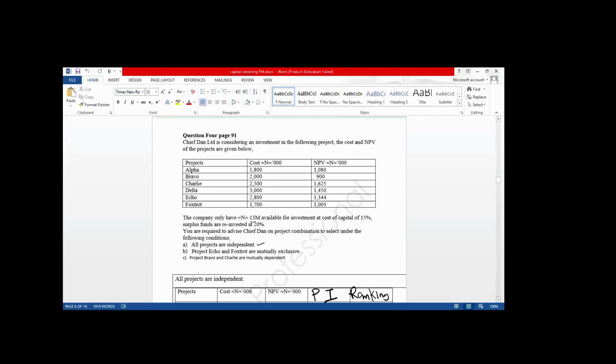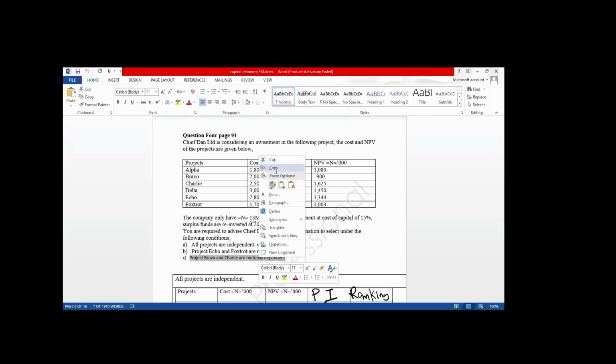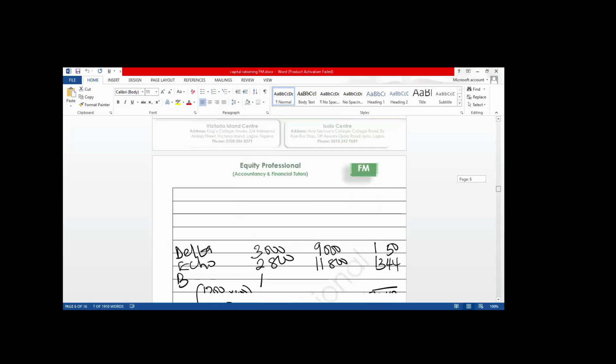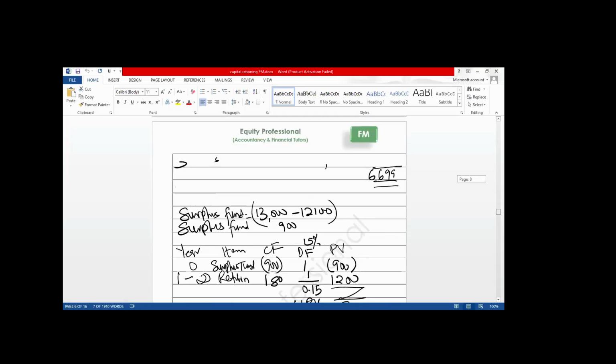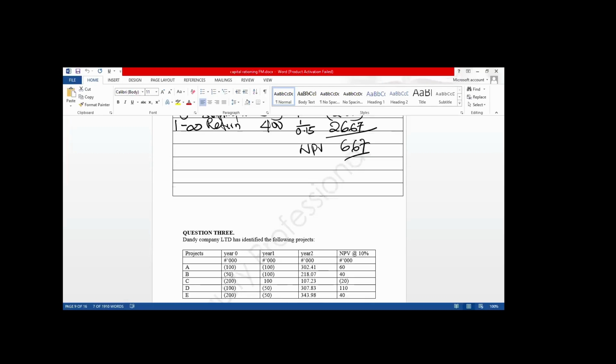Where two projects are mutually dependent, you are going to take the two projects as one. Then you are going to recompute your profitability index. You now do your ranking again. And please don't forget, it is assumed that all projects are divisible unless the examiner states otherwise.